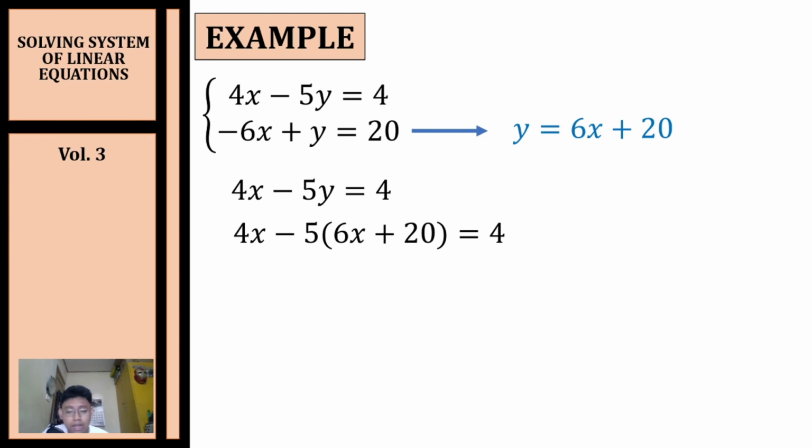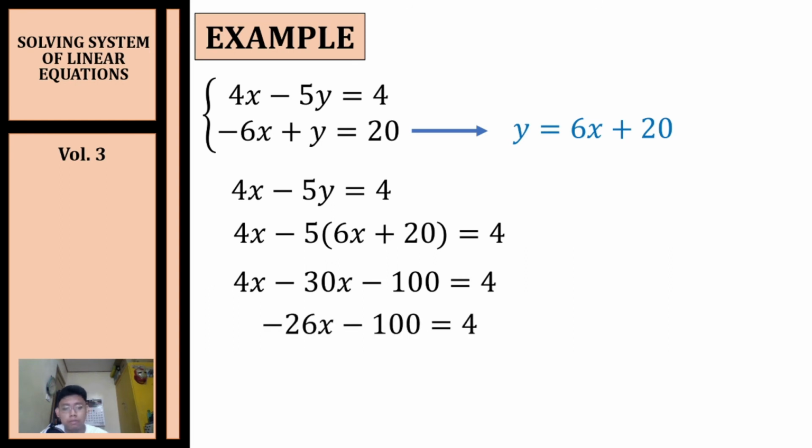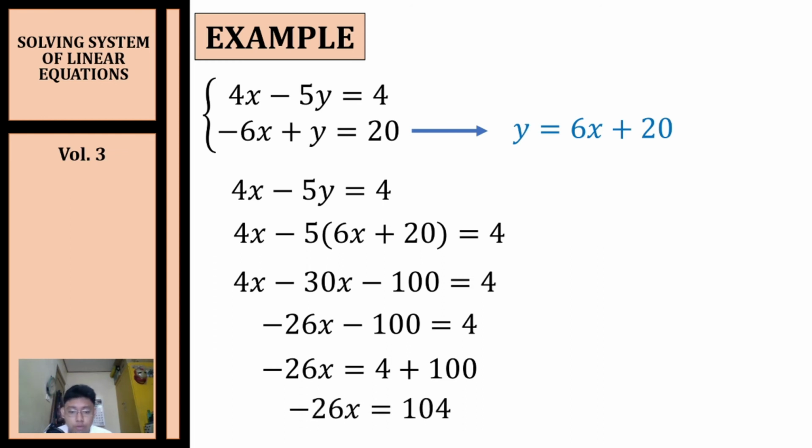Then, let's apply the distributive property. We will have 4x minus 30x minus 100 is equal to 4. Then, combine like terms. So, we have negative 26x minus 100 is equal to 4. Now, let's isolate our variable by transferring negative 100 to the other side of the equation. So, we transpose, we change the sign. So, we have negative 26x is equal to 4 plus 100. Let's combine like terms. We have negative 26x is equal to 104.